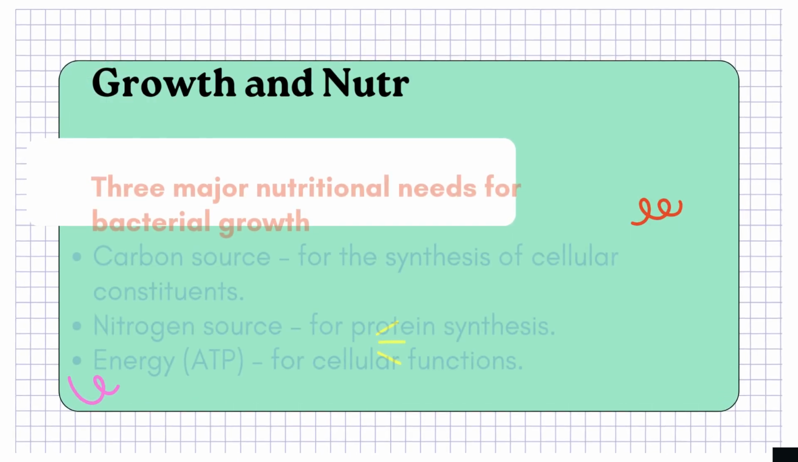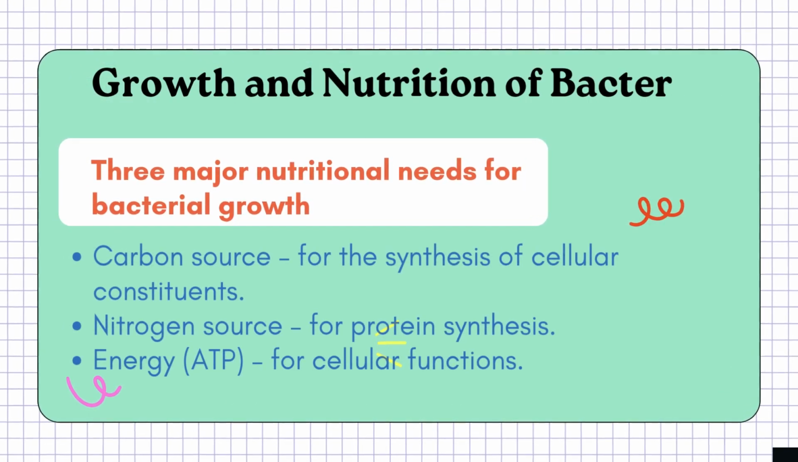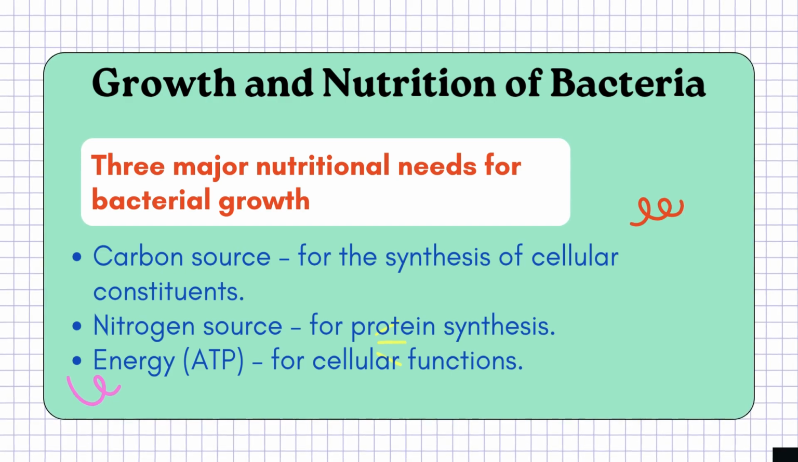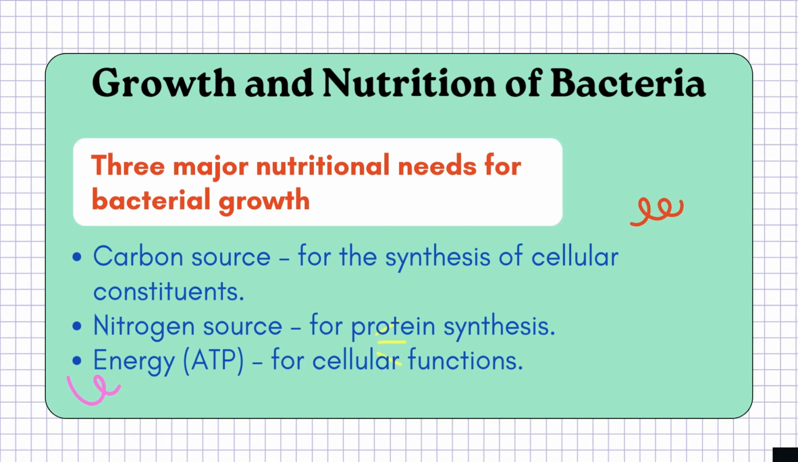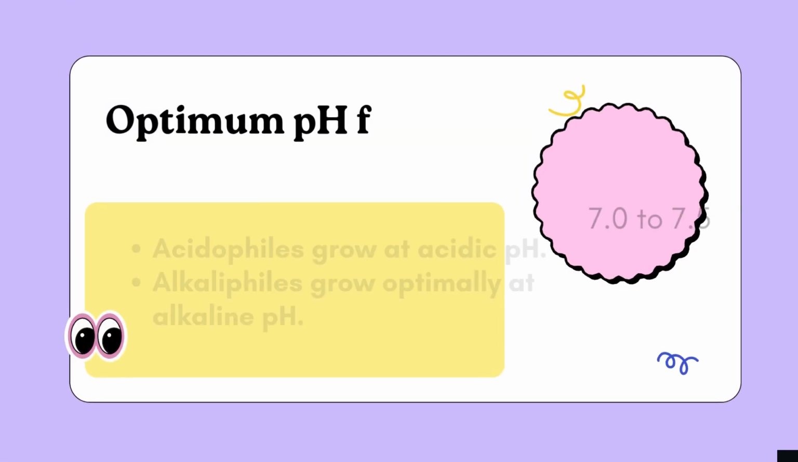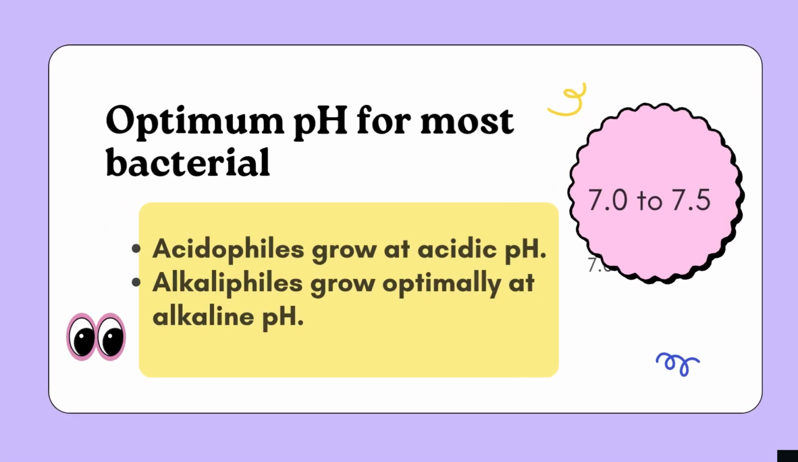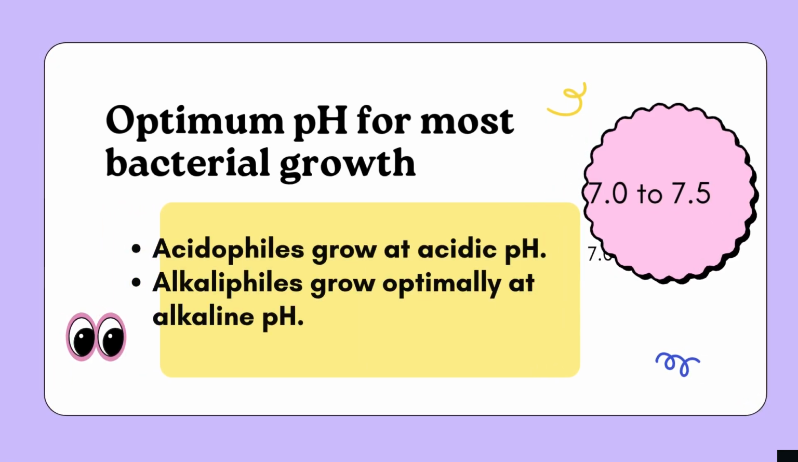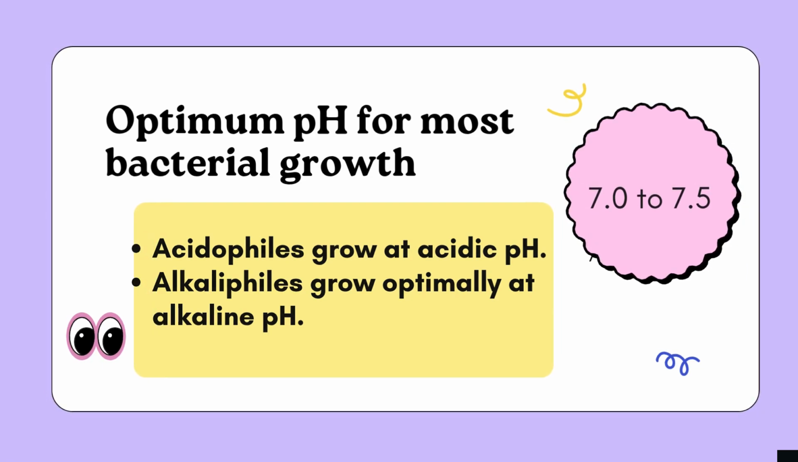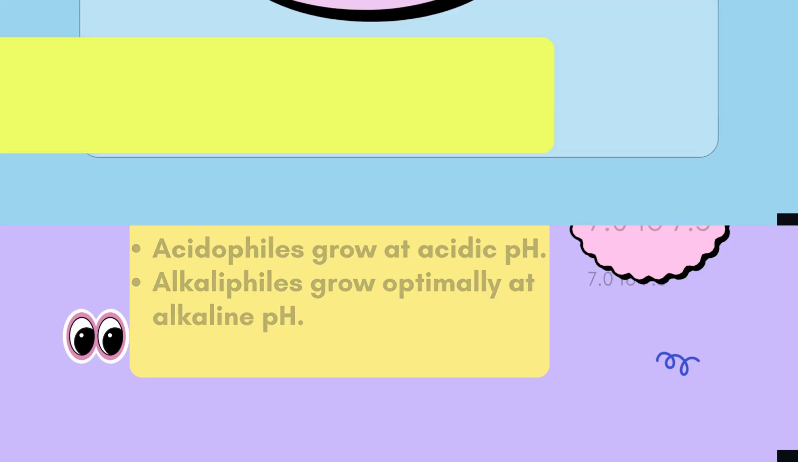Three major nutritional needs for bacterial growth: a carbon source for the synthesis of cellular constituents, a nitrogen source for protein synthesis, and ATP for energy, that is, for cellular functions. Optimal pH for most bacterial growth is 7 to 7.5. Acidophiles grow at acidic pH, and alkaliphiles grow optimally at alkaline pH.